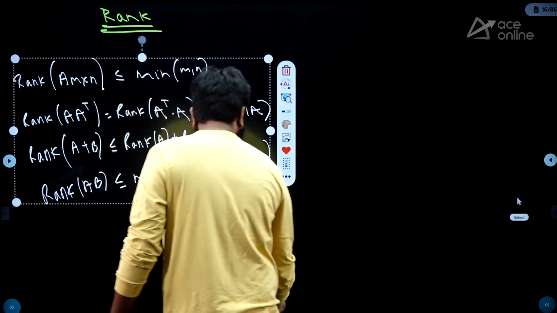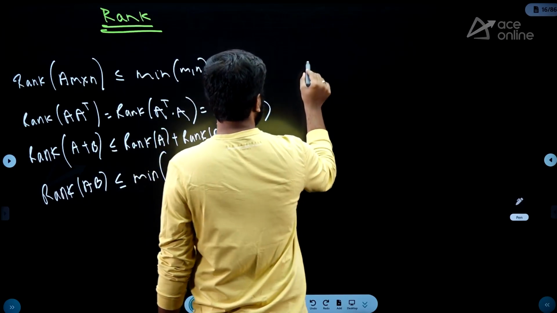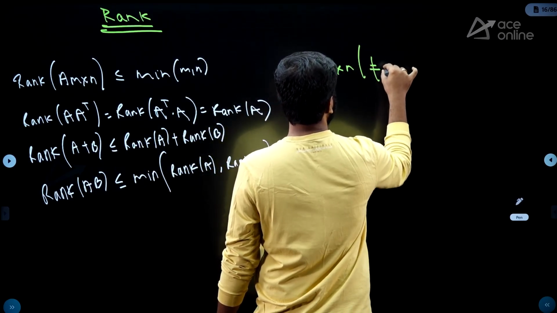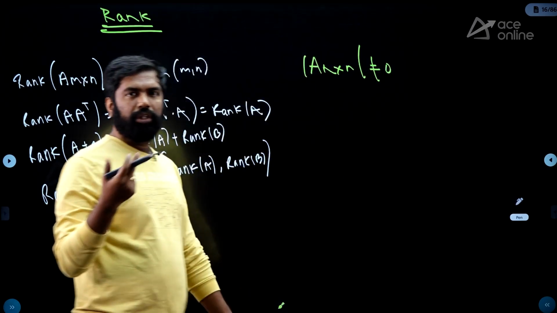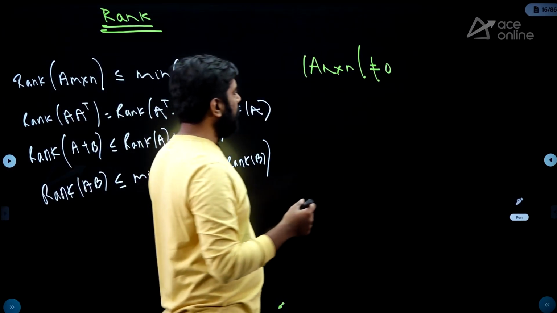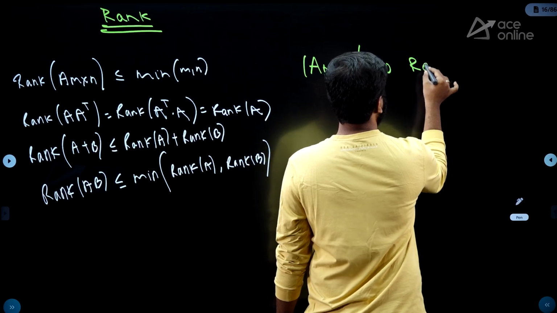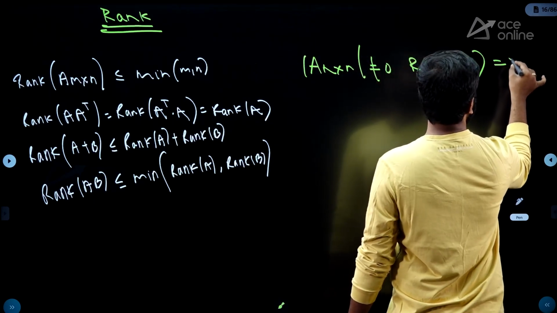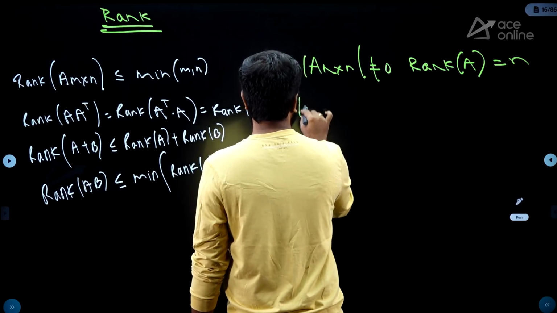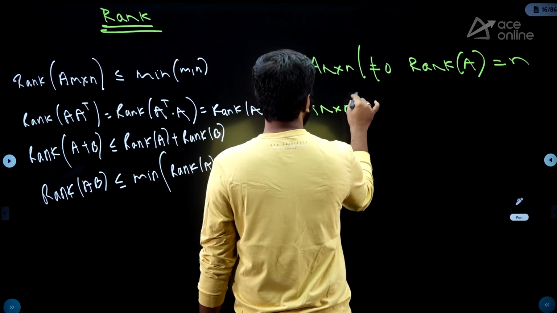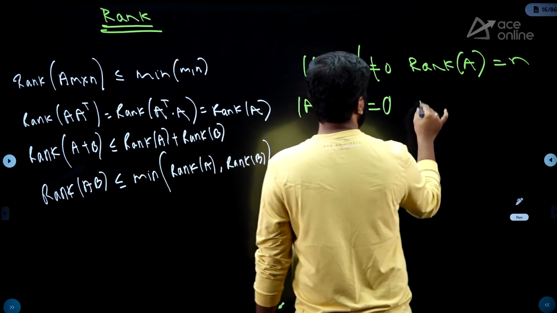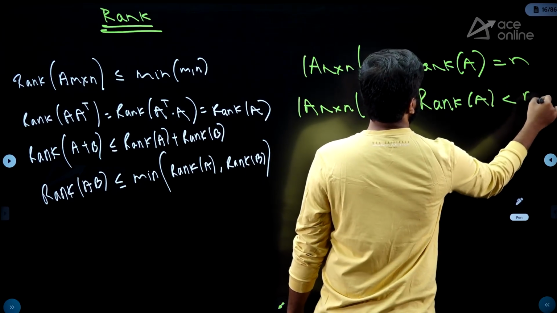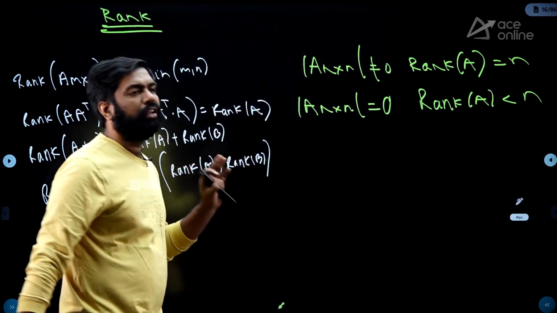So let me revise a few more interesting points. Suppose the determinant of an n cross n matrix is not 0. So that means a non-singular matrix. So what's the rank of that? In that situation, the rank of A is equal to its order. Suppose it's an n cross n matrix whose determinant is 0, then in that case the rank will be less than its order. These are really important.